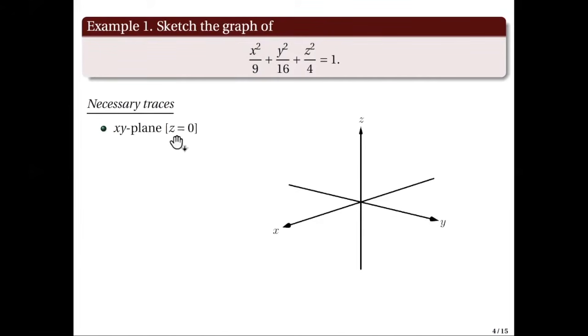Recall that the xy plane has equation z equal to 0. So all we have to do here is to replace the variable z in the equation of the ellipsoid by the number 0. And when we do that, this term vanishes, and that will leave us with the following equation. A sum of two squares of the variables equal to 1 represents an ellipse. And here, the ellipse is centered at the origin of the xy plane.